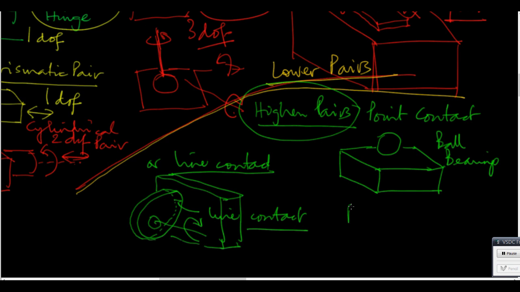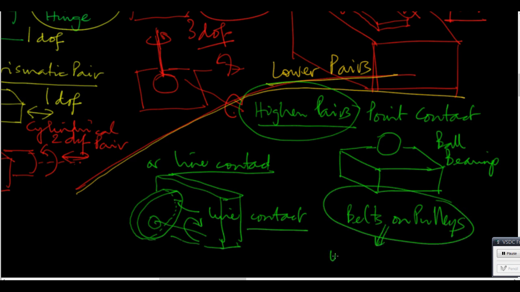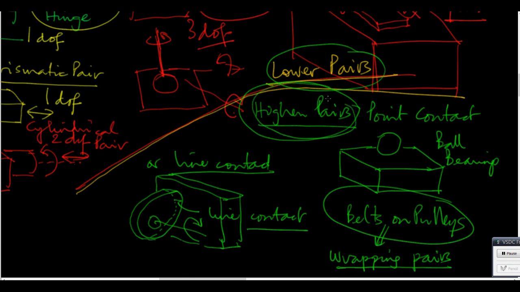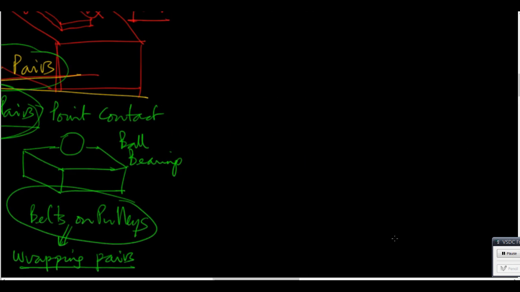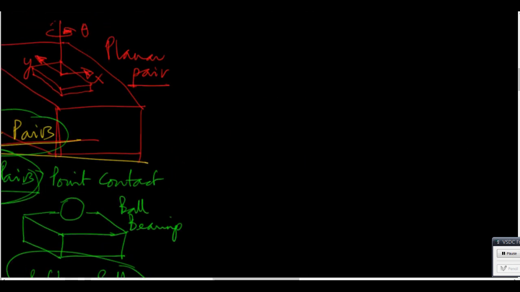Wrapping pairs are things like belts on pulleys. These are wrapping pairs. We will be mostly interested in these lower pairs and the higher pairs. Okay, so that takes care of the kinematic pairs. Now we will come to kinematic chains, links, and so on. So where are we? Let's come here and here.